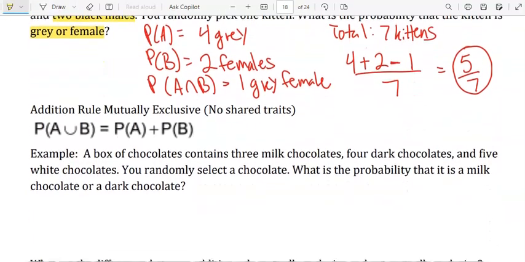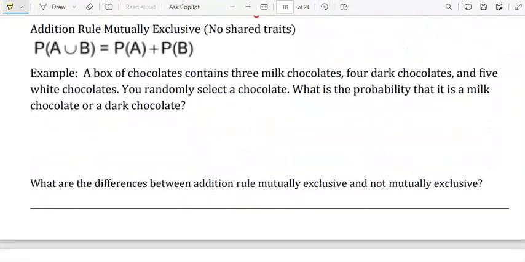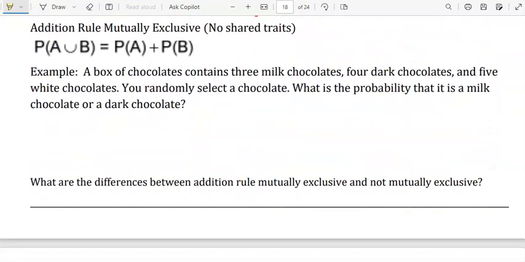Let's look at addition rule, mutually exclusive. That means there's no shared traits. The formula for that is just adding the probabilities together. There's nothing that they have together at the same time, so you would just add them together. Example, a box of chocolates contain 3 milk chocolates, 4 dark chocolates, and 5 white chocolates. You randomly select a chocolate. What is the probability that it is a milk chocolate or a dark chocolate?